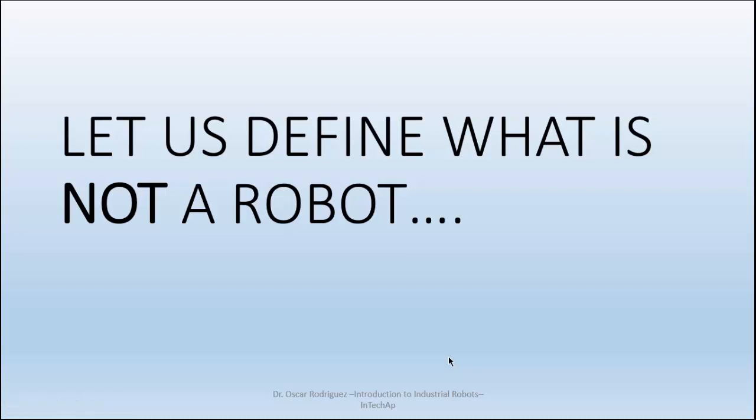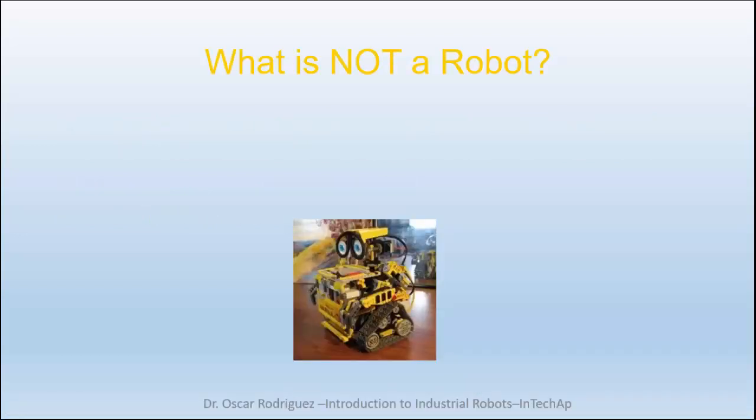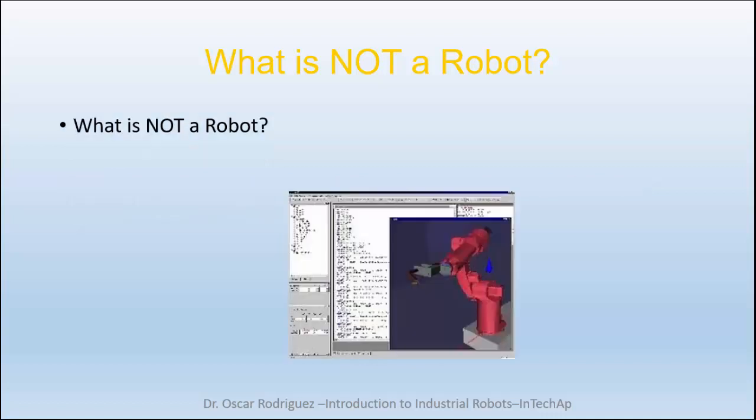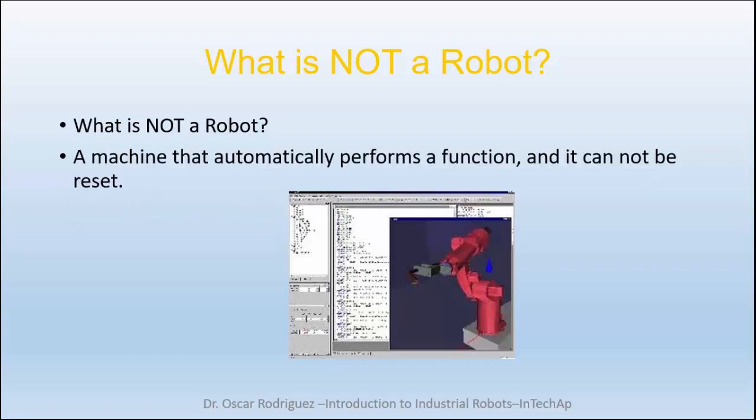So if a robot is that which we have defined, what is not a robot? Sometimes people think that a robot is a machine that extends the ability of an operator and has independent capacity. Not quite. It doesn't have independent capacity unless you tell it to do something, and then the machine will do it. Another wrong prescription is a machine that automatically performs a function and cannot be reset. No, the machine needs to be programmed and told what to do, and it can be reset. That's the reason we have an operator or technicians around the system, because it's not going to fully automatically perform something it doesn't know how to do.